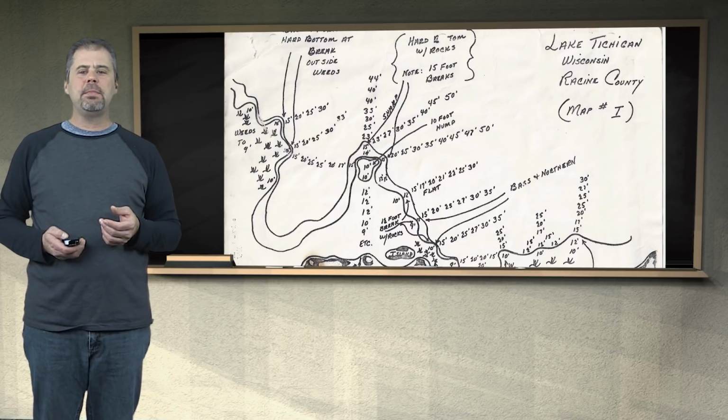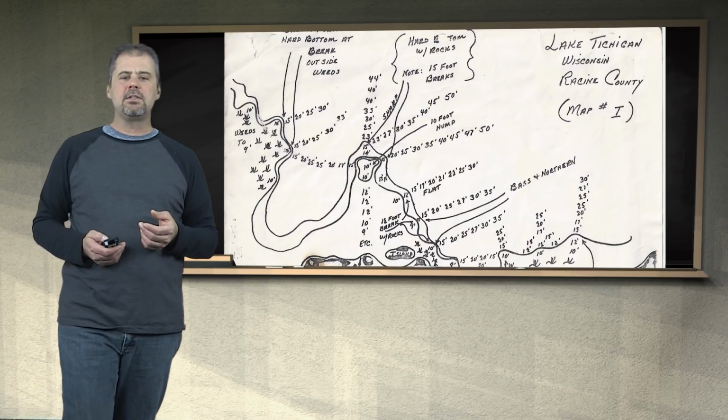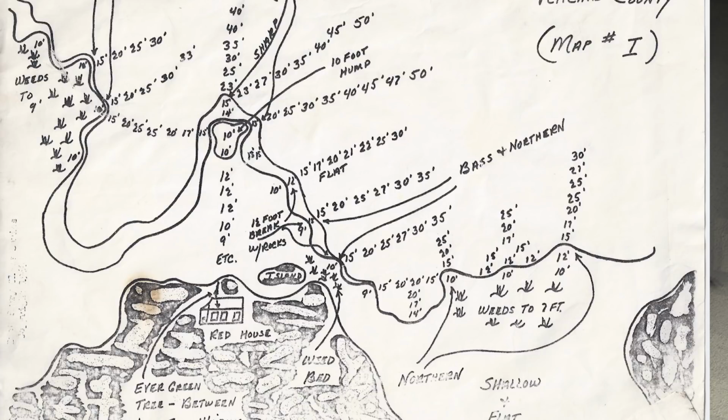Here's another Lake Terry map in southern Wisconsin, Lake Tishigan. Again, you got some great information on this map here. You can see that he's got a big bar shown here. You got the depths. There's a hump on top of the crown of the edge of this bar here. He's got the depths wrote in there. He's got what the bottom is. You can see hard bottom with rocks. Note 15-foot break. He's got notes about the bass and the northerns, where they come up.